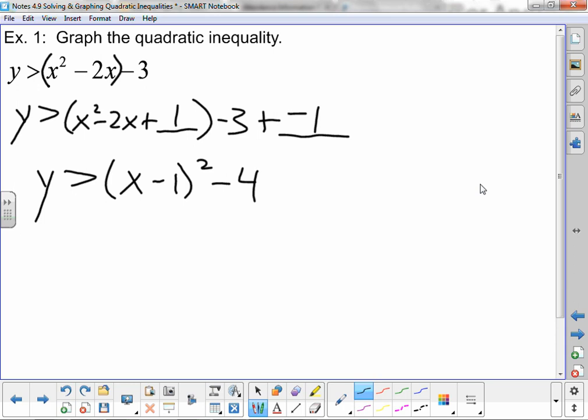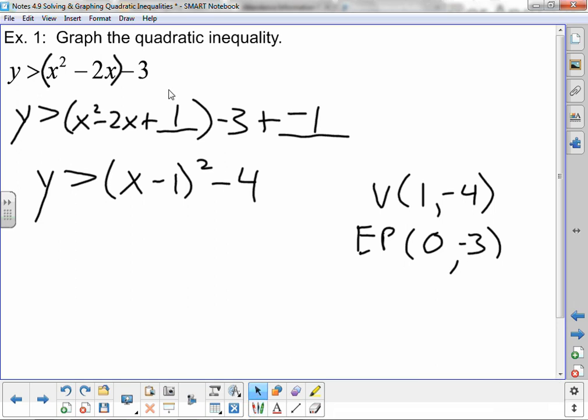All right, so there you have your vertex, which is positive 1, negative 4. As an extra point, you can plug in 0 into the original, because remember, this original inequality and this inequality are equivalent. They're actually the exact same thing. I just made it look different. So I can plug in a 0 here and get a negative 3. So an extra point is 0, negative 3.